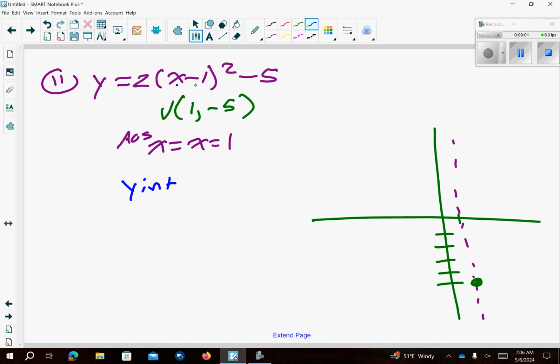Plug 0 in. 0 minus 1 is negative 1. Negative 1 squared is 1. 1 times 2 is 2. 2 minus 5 is negative 3.